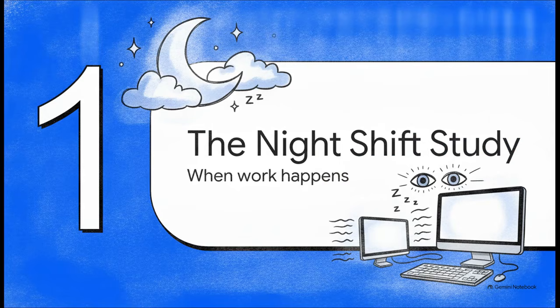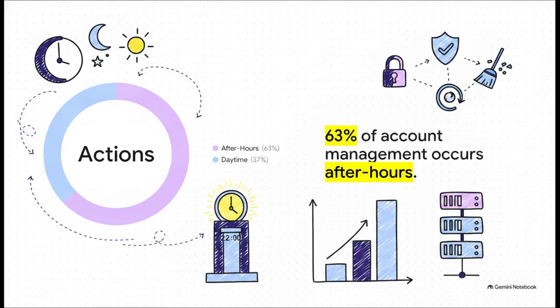Section 1. The Night Shift Study. Before changing a single line of code or a single hex value, the UIID product team knew they needed real data. So, they kicked off an 8-week internal usage study to find out the absolute ground truth reality of identity work conditions. And the breakdown is pretty eye-opening.